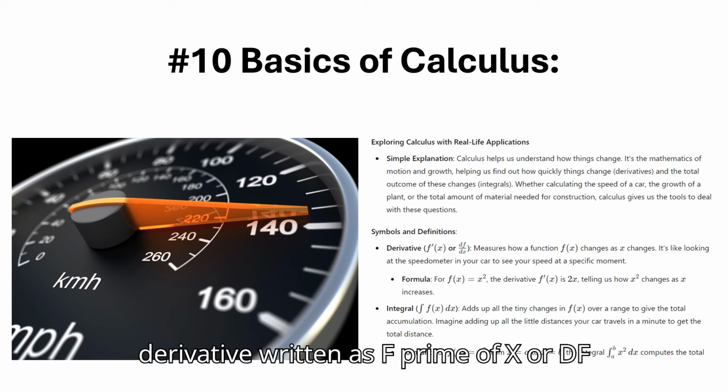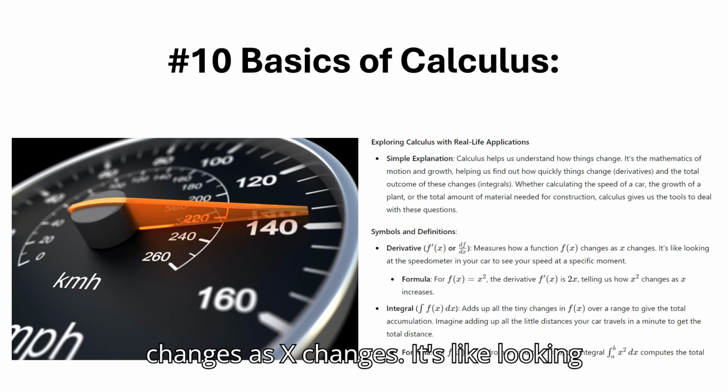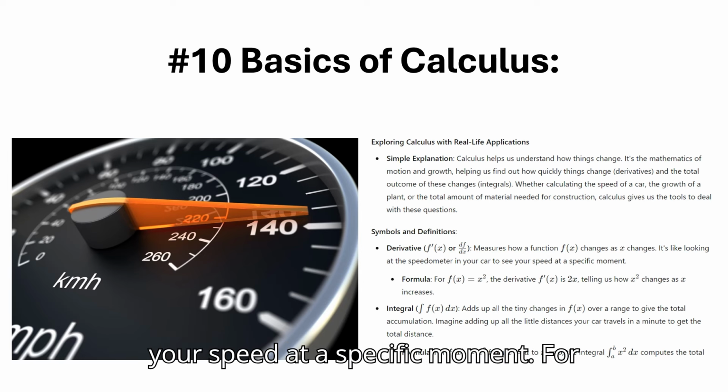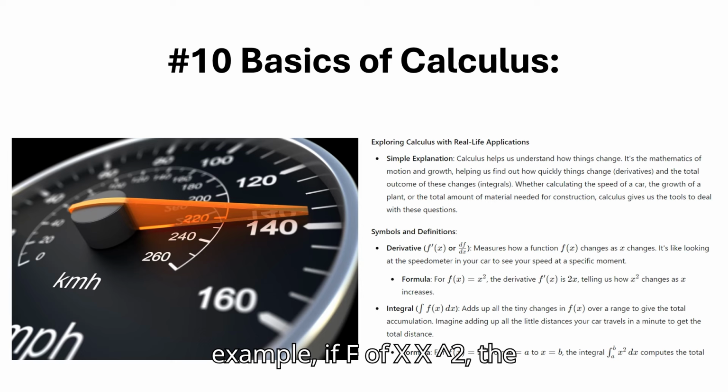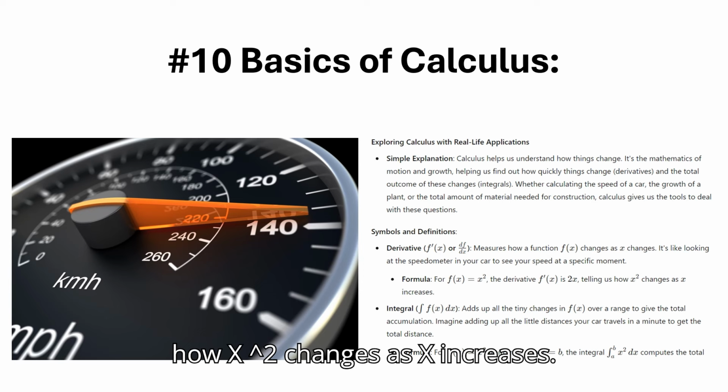Derivative. A derivative, written as f prime of x or df over dx, measures how a function f of x changes as x changes. It's like looking at the speedometer in your car to see your speed at a specific moment. For example, if f of x equals x squared, the derivative f prime of x equals 2x, telling us how x squared changes as x increases.